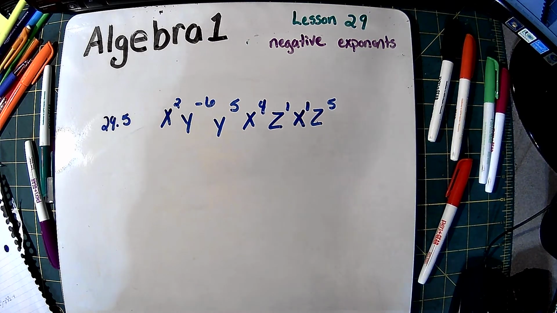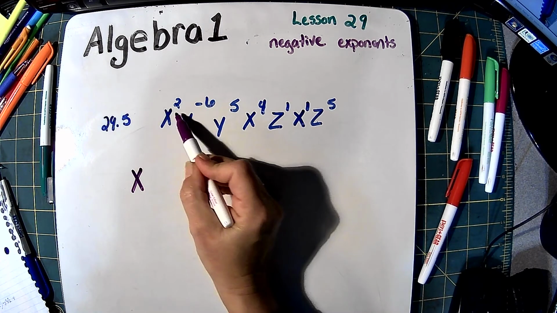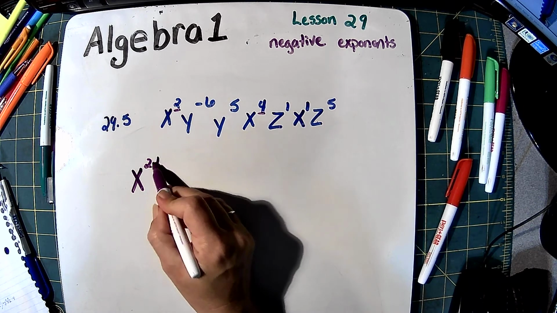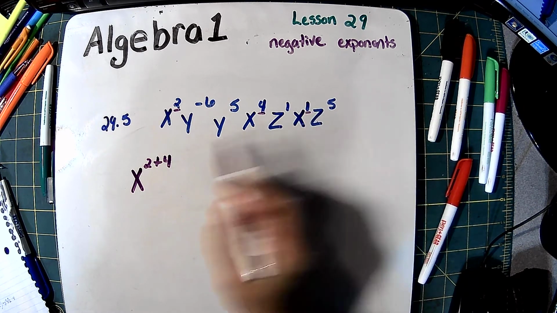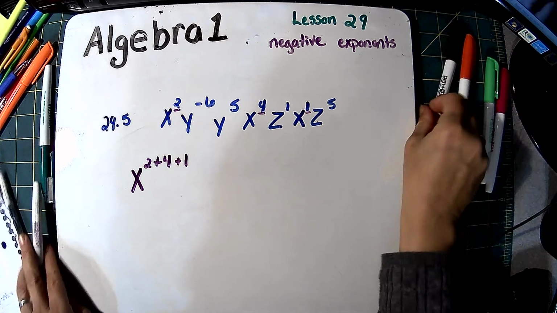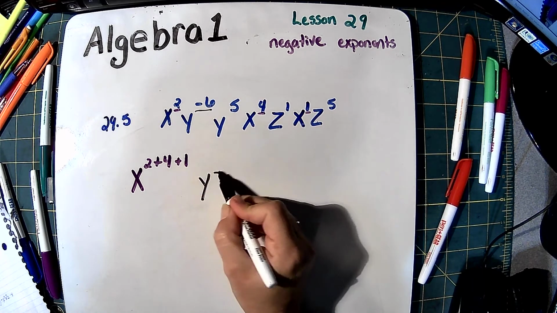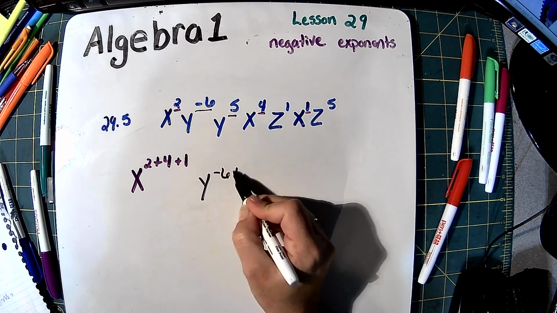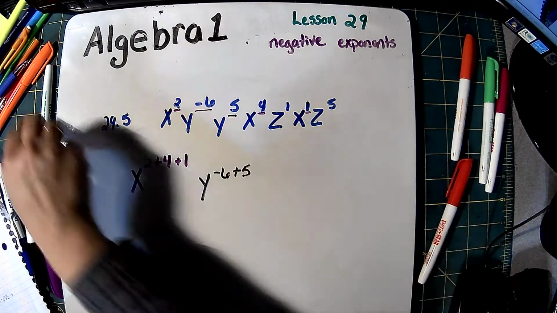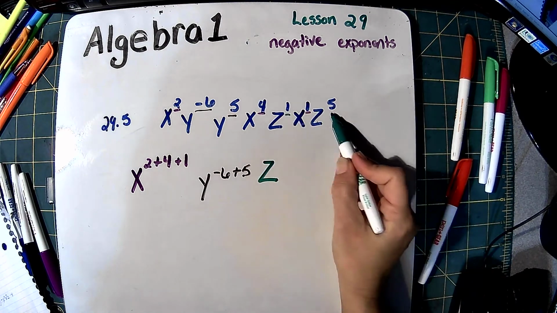So first thing I'm going to do is find all my x's. This one is squared, and then over here we've got positive 4, and over here we've got positive 1. Okay. Then I'm going to find all my y's. Over here we have negative 6. Here we have plus 5. And that's it for the y's. And then I'm going to find all of my z's. 1 and 5.